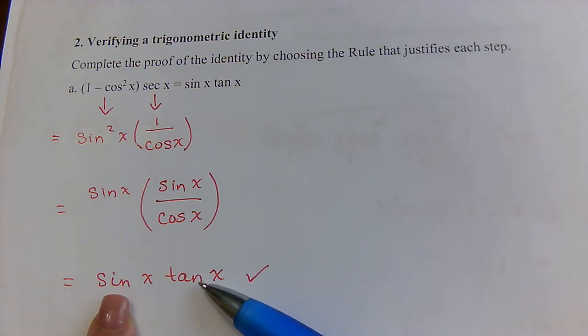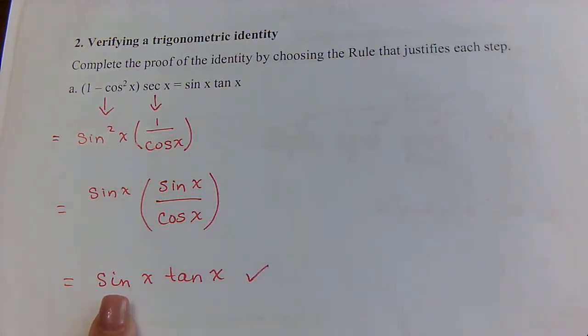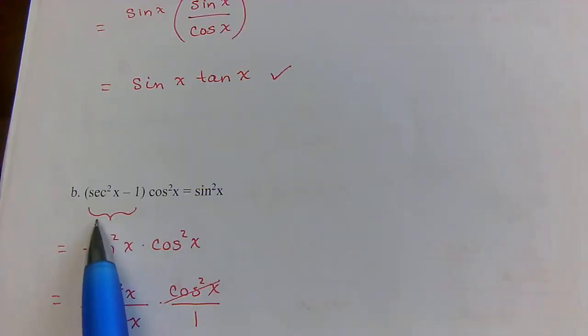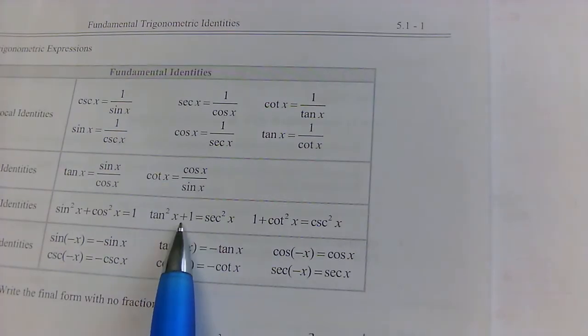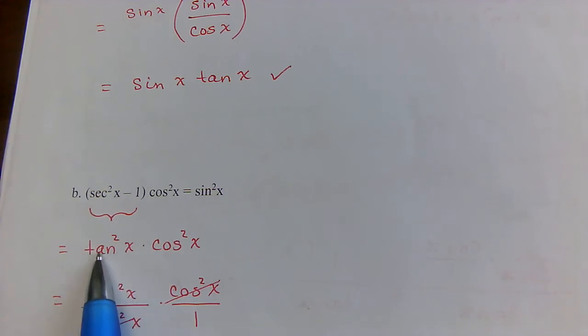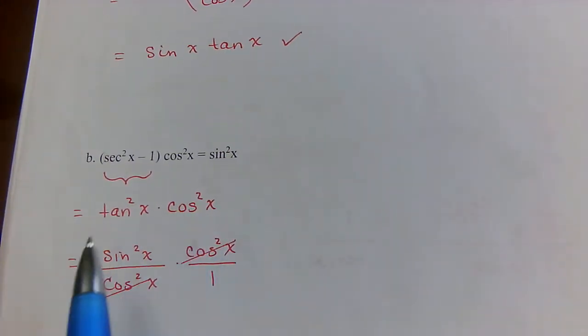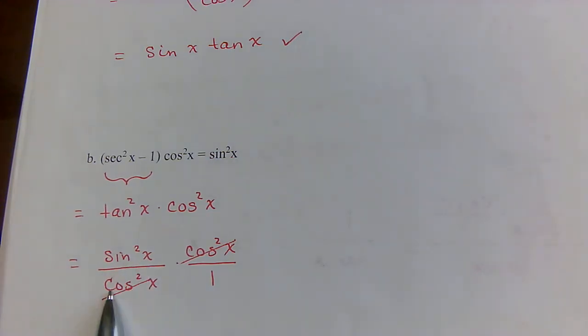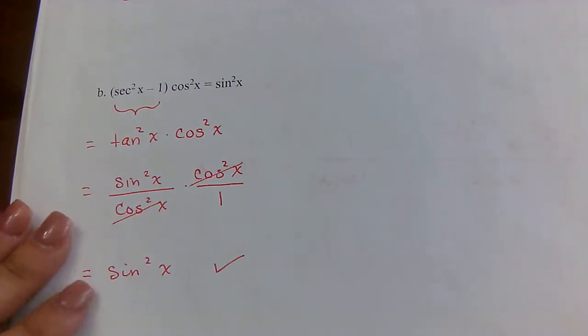When you're doing these types of problems, it's always best to look at what you're trying to get. That's always going to be a hint of what you need to do. Part B, we're using Pythagorean identities again. This time we're doing secant squared minus 1 is equal to tangent squared. That's where I get the tangent squared here. Cosine squared, just write it down again, and then I break it up into sine squared over cosine squared times cosine squared. These two are eliminated, just leaving your sine squared, which matches on the other side.